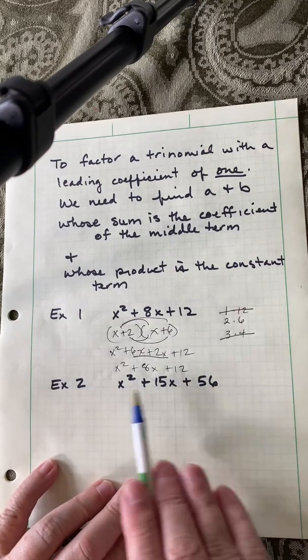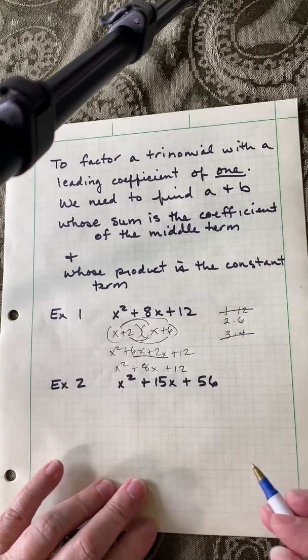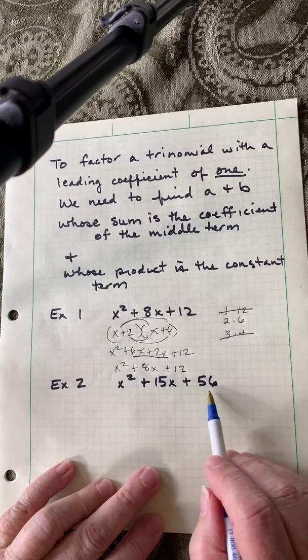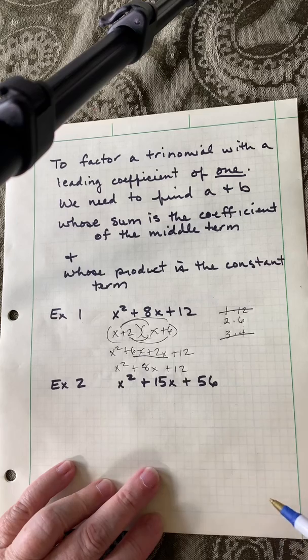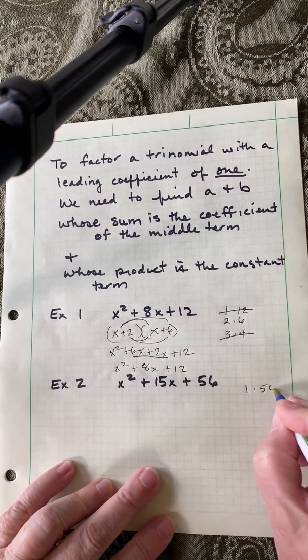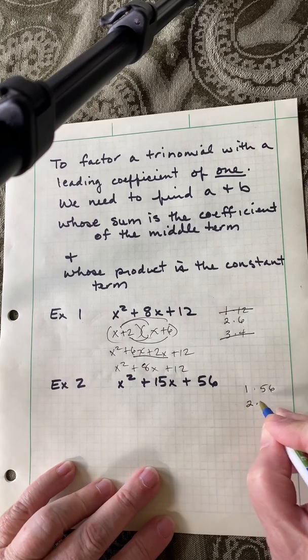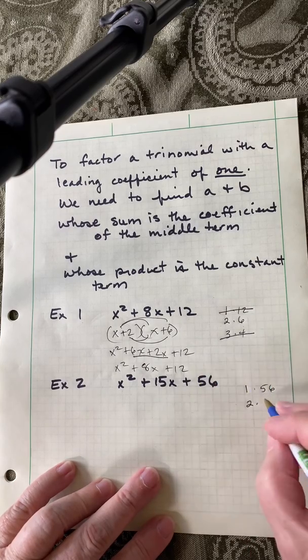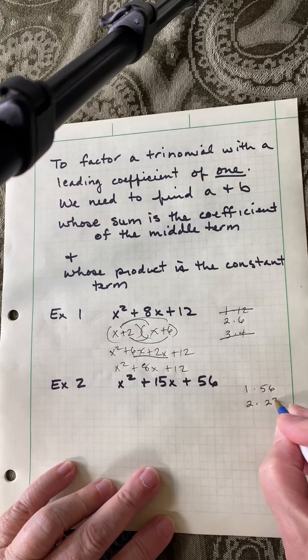It's in standard form, has a leading coefficient of 1. So I need factors of 56 that will give me a 15. So, you know, I have that 1 times 56, a 2 times, let me see, it goes in there, 23, right?